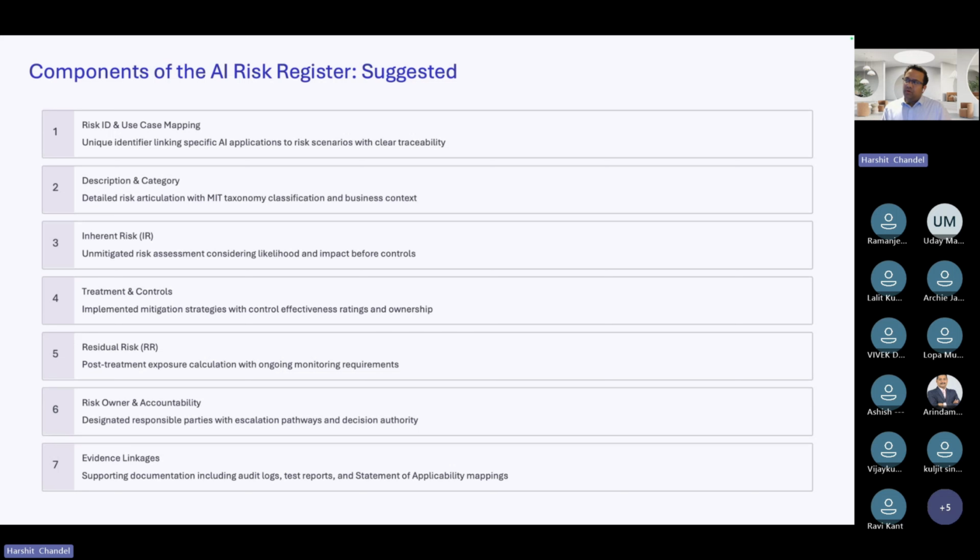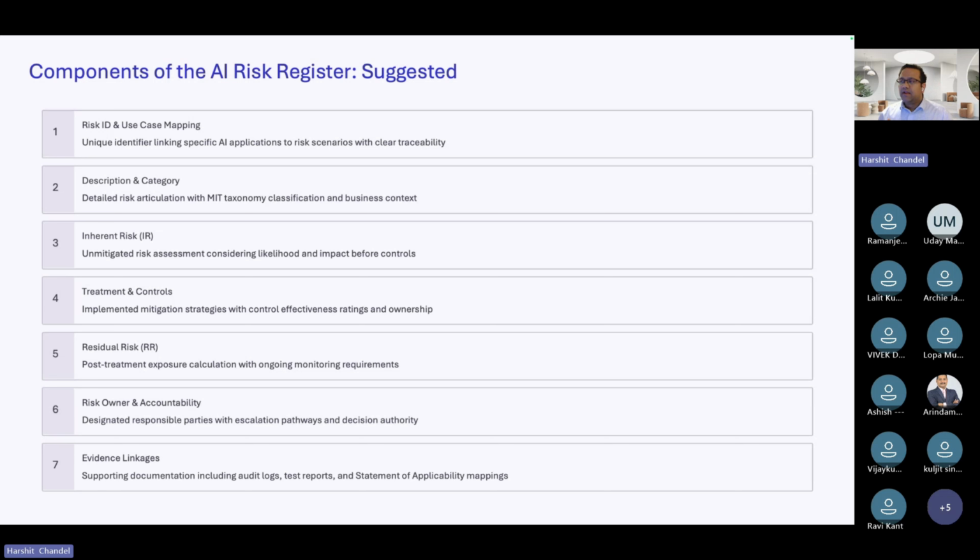Now, coming to the components of AI risk register, this is no hard and fast rule. It's just that I thought that it is reasonable to have these components in your AI risk register. It can definitely vary from organization to organization. Risk ID, basically a unique ID. Any risk should have a unique ID, right? For identification tracking purposes. Use case mapping, it needs to be mapped to what kind of use case it is.